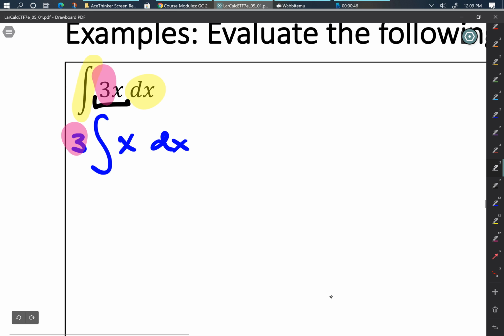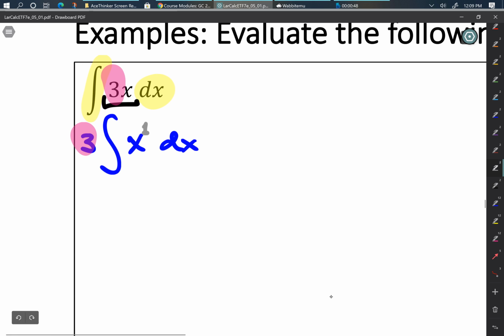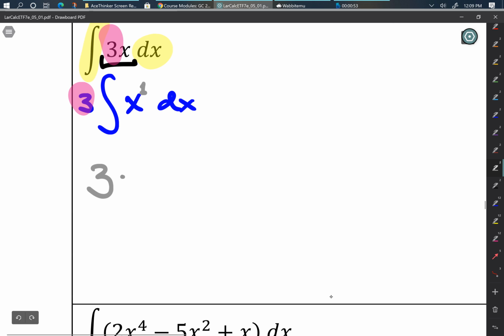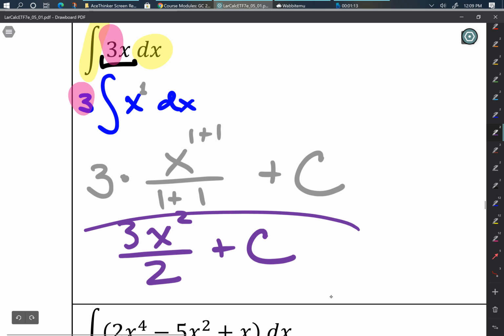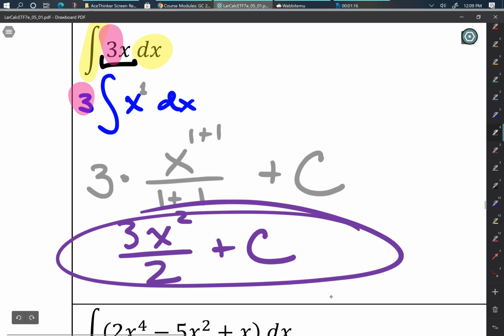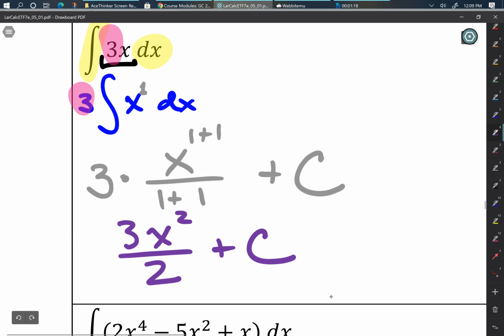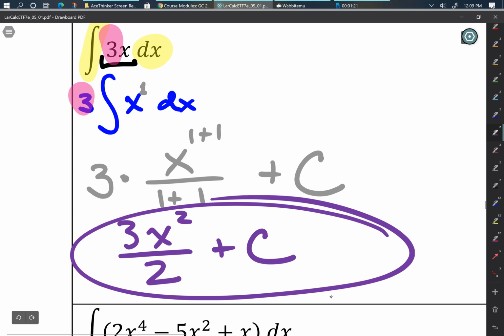And now I'm going to take the integral of x dx. Well, x is really x to the first, so I'm going to use the power rule. And so that's going to give me 3 times x to the 1 plus 1 divided by 1 plus 1, and then of course plus c because I'm performing indefinite integration. Cleaning this up a little bit, I'm going to get 3x squared divided by 2 plus c, and there's my final answer. Oops, I should make that a bit bigger because it crossed out the exponent of 2. There's my final answer. Okay?